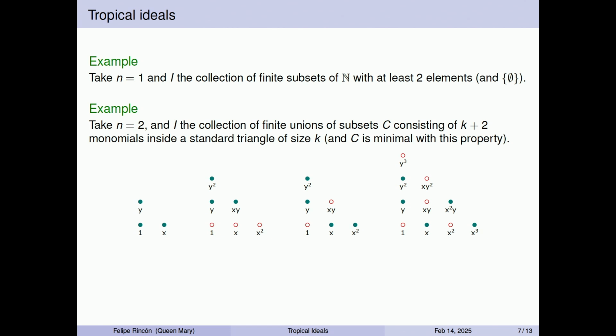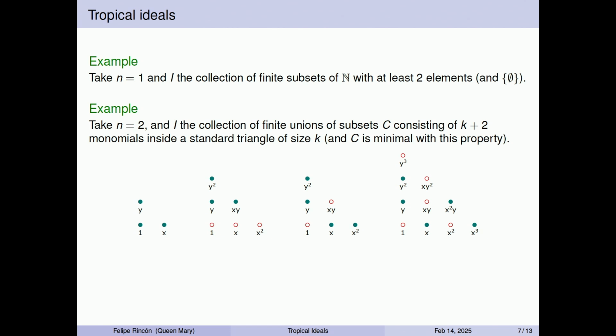Here you also have those same ones multiplied by y: y, xy, and y squared. There are 3 monomials inside a triangle of size 1, so that classifies. Here I have an example of 4 monomials inside a triangle of size 2. So k plus 2 inside a size k, that classifies. Here are 5 inside a triangle of size 3, and so on.